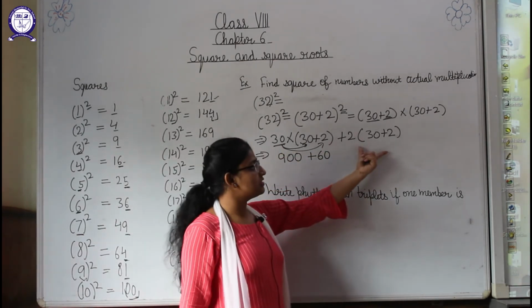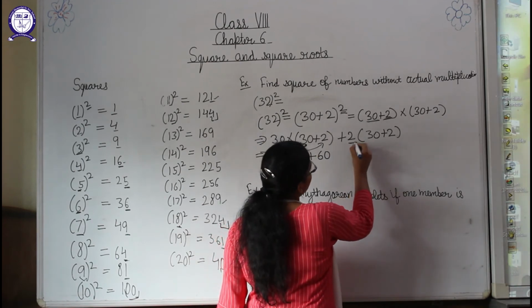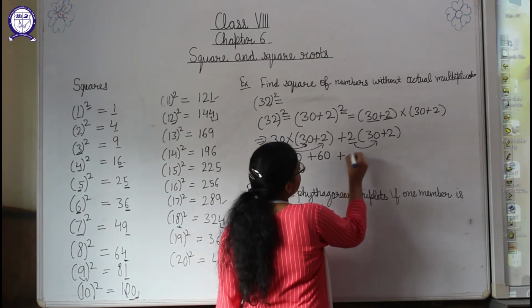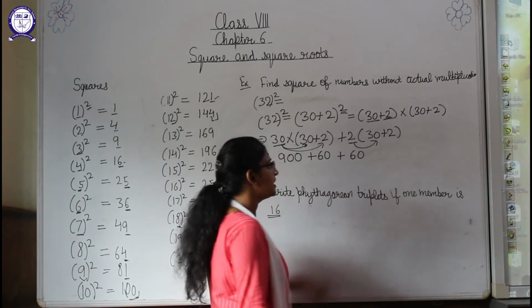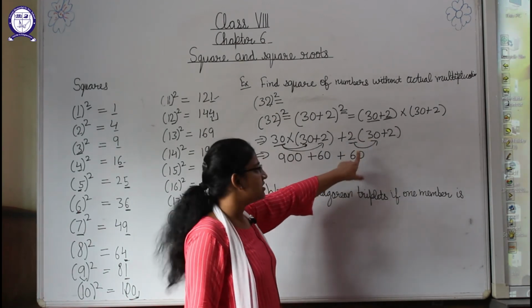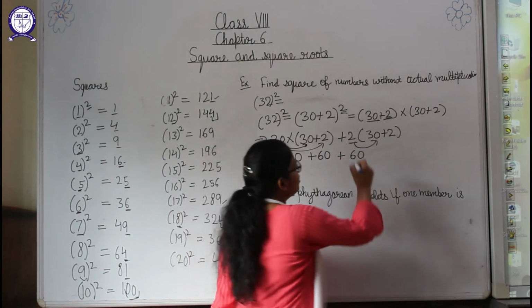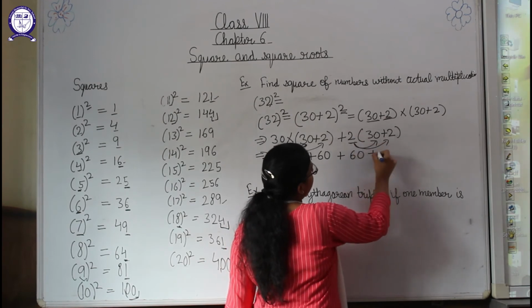Now we will solve this one part. Here 2 is given to us and we will multiply it with 30. What we will be getting? We will be getting 60 again. Okay, 30 into 2 is 60. Now we will multiply 2 with 2. We will get plus 4 here.